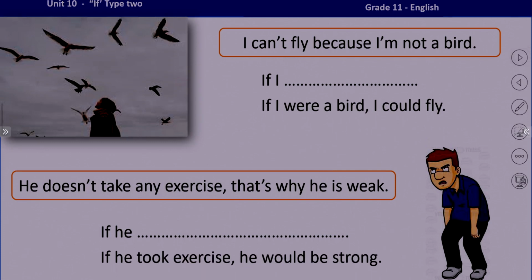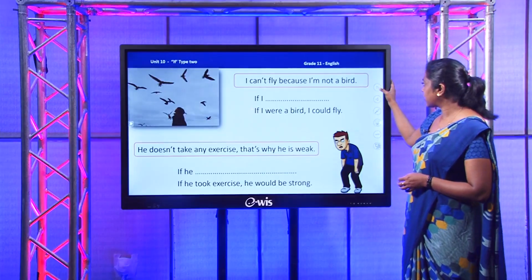There you go. If I were a bird, I could fly. Right? So this is simply an imagination for you and me. And if he took exercise, he would be strong. Observe the comma as well. Right. I hope you did an excellent job, children. Let's move on to the next activity.